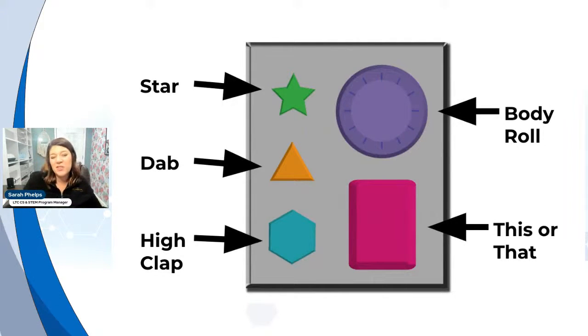So if I press the star, then we are going to do the star motion. Okay. If I press the circle, we're going to body roll. If I do the triangle, we're going to dab. And if we do the hexagon, high clap, or rectangle, this or that. Okay. And if you don't remember what the moves are, you just make them up.